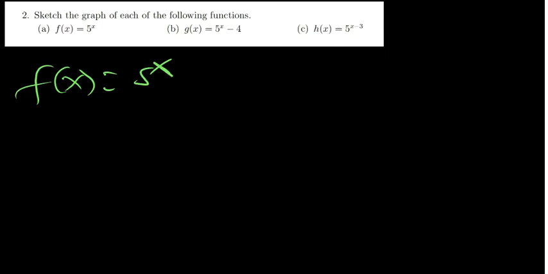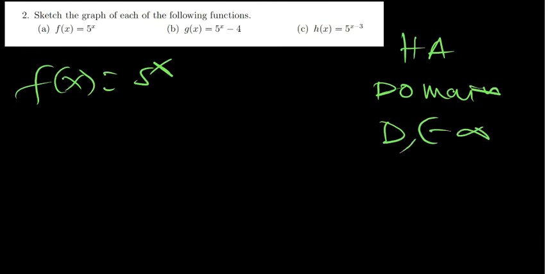So let's start with part A. Part A is saying f of x is equal to 5 to the power x. So exponentials have what we call the horizontal asymptote. Then the domain for exponential is from negative infinity all the way to positive infinity, but the range is restricted, as we are going to see from the graph which we are going to come up with here.